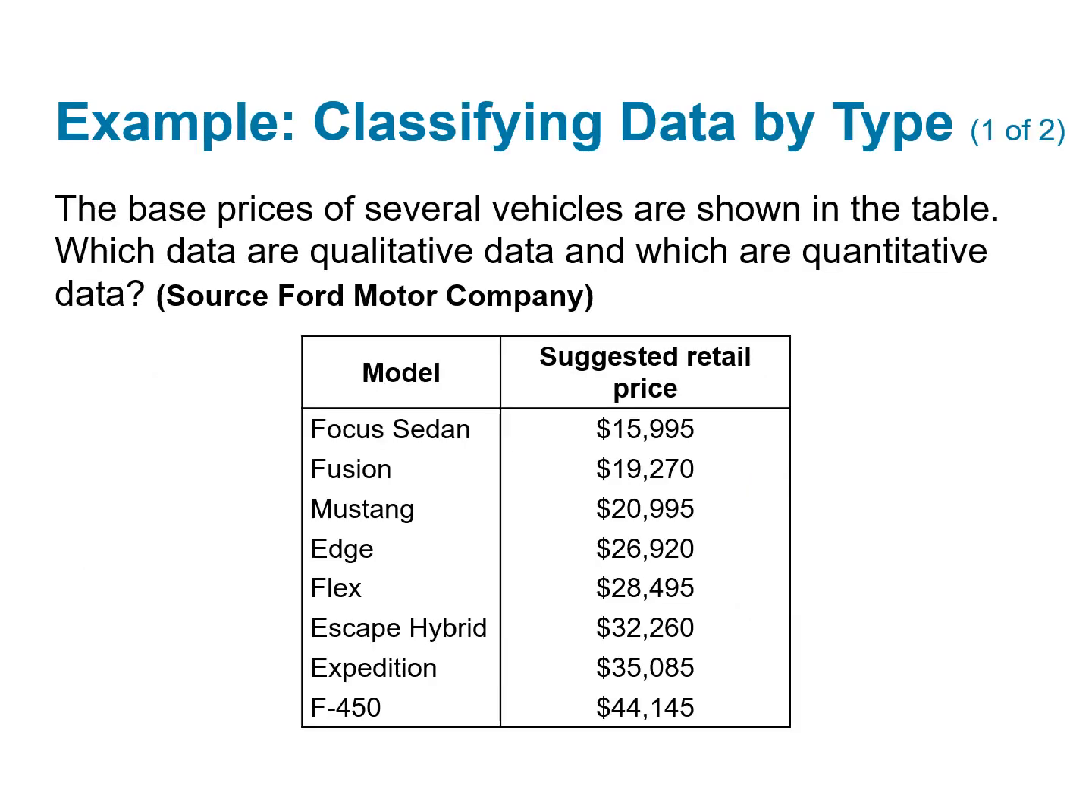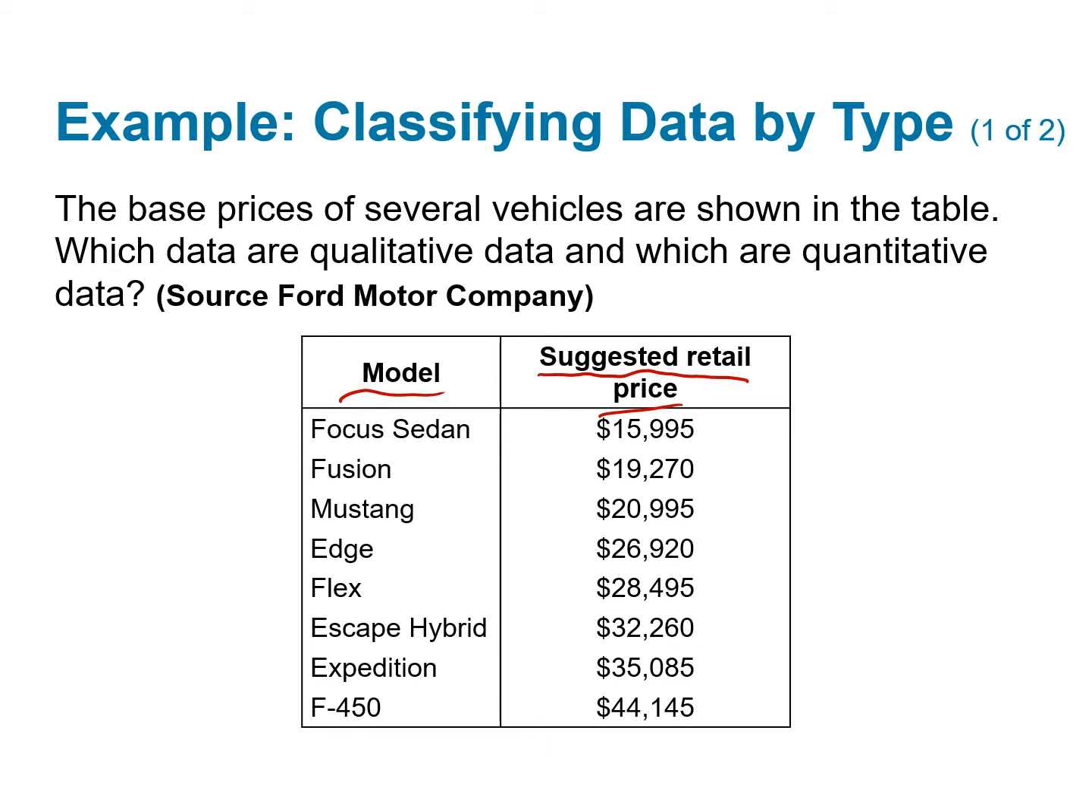So let's look at a couple different variables. So in this example, I've got the base prices of several vehicles from the Ford Motor Company listed. And so we want to know, of these two variables that we have, which of these variables is qualitative data and which one is quantitative data. So if we look at this, let's look at the two variables. The first variable we have is model, and the second variable we have is suggested retail price. So if we look at the model, what are the values of model? We've got Focus Sedan, Fusion, Mustang, and so on down the list.